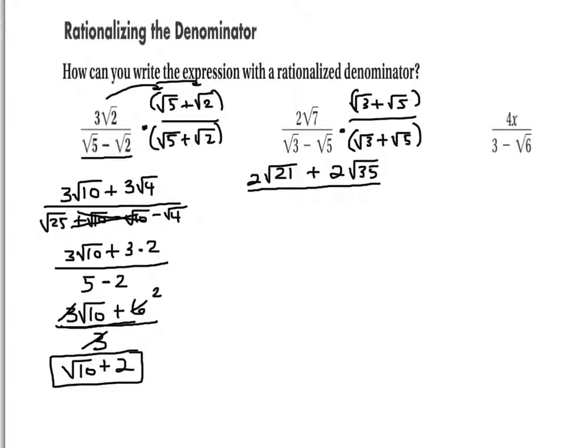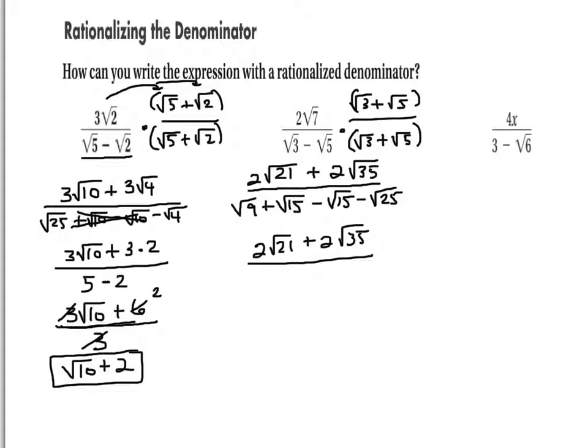Over. When I do the bottom and I FOIL it, I get square root of 9 plus the square root of 15, because it's 5 times 3, minus the square root of 15, 5 times 3. And then last is the opposite of the square root of 25, because it's 5 times 5. Now, on the top, it's not going to simplify anymore. Nothing can simplify it there, so it's 2 square root 21 plus 2 square root 35. And I can't combine them together because they're not the same numbers underneath the root.